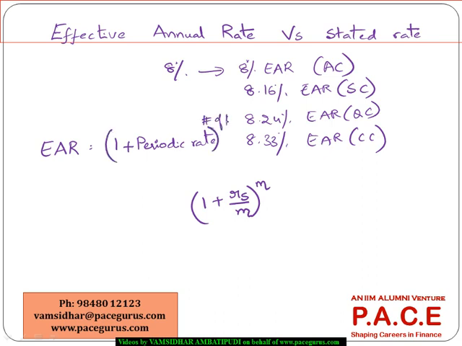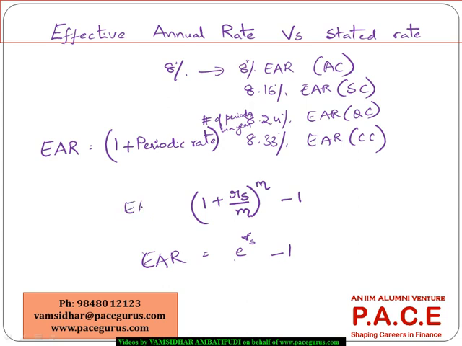Number of periods in a year minus 1. That will become my effective annual rate. Or in case of the continuous case, what happens? 1 plus rs by m to the power m will become e to the power rs. So e to the power of stated interest rate minus 1 will become my effective annual rate in case of continuous compounding.